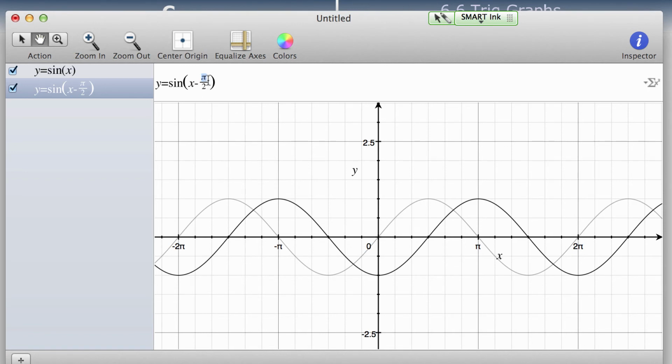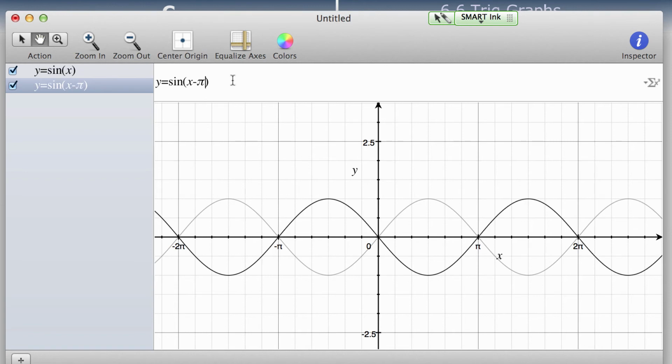Okay, let's try another one. What about minus pi? So that would mean that it takes the whole thing and moves it over pi. Yeah, sure enough. So rather than starting here, well, that's a pretty graph. Rather than starting here, it moved the whole thing over, and now it's starting there.